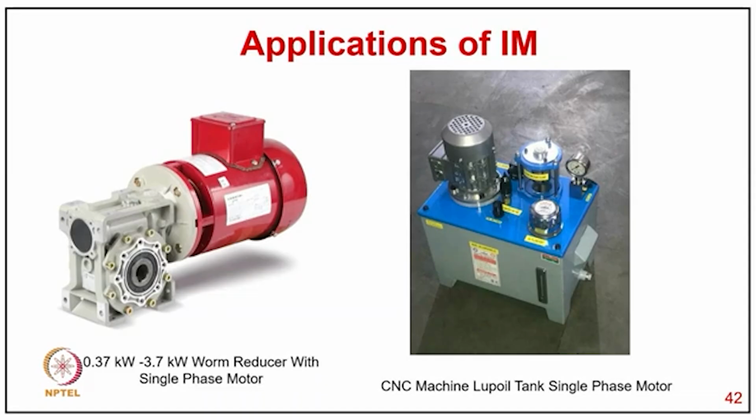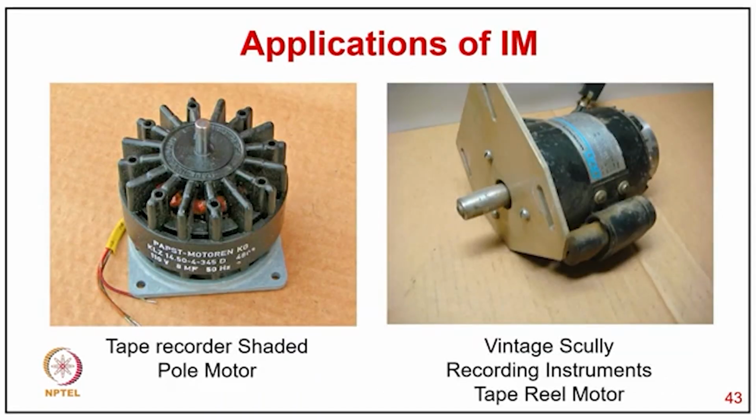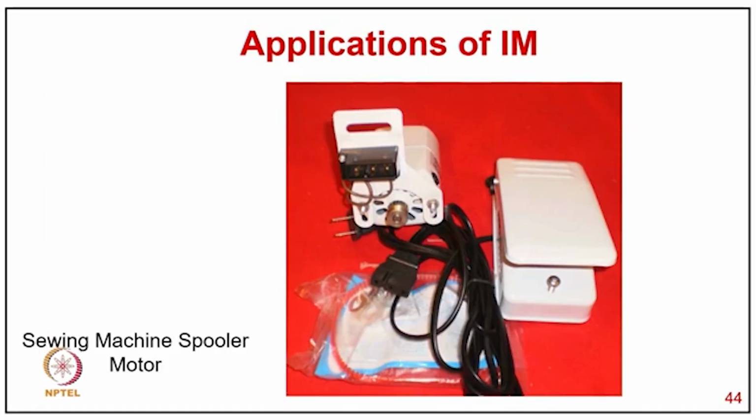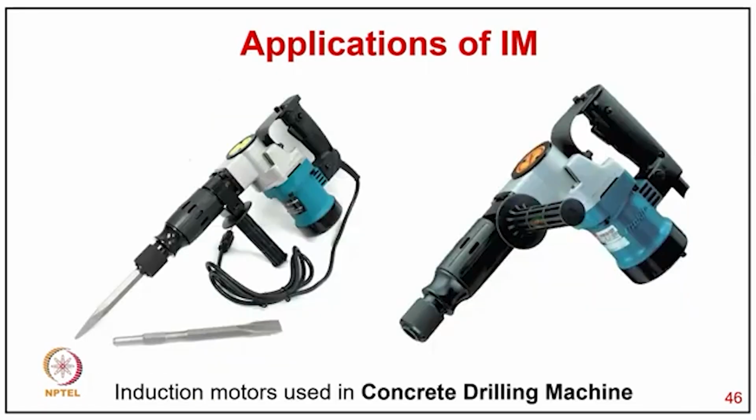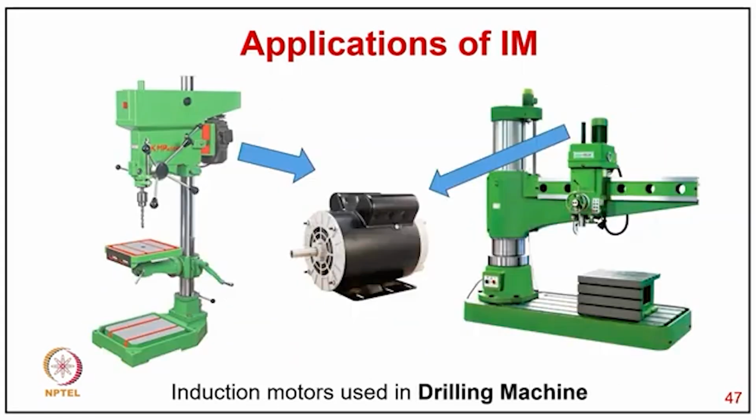And then a CNC machine lubricant tank with a single phase induction motor. Then a tape recorder with a single phase induction motor, the vintage recording instrument. Then a sewing machine spooler motor. Then single phase motors for toys. As you can see, the shaded pole has a squirrel cage rotor with the stator winding. Then an induction motor used in a concrete drilling machine.